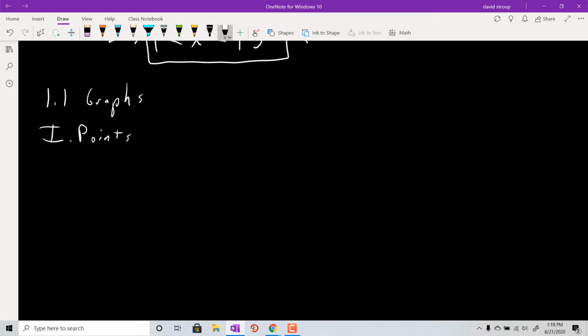The first couple exercises in WebAssign or MyMathLab, I was just looking at. All they want you to do is plot points. I think most people have plotted points before.